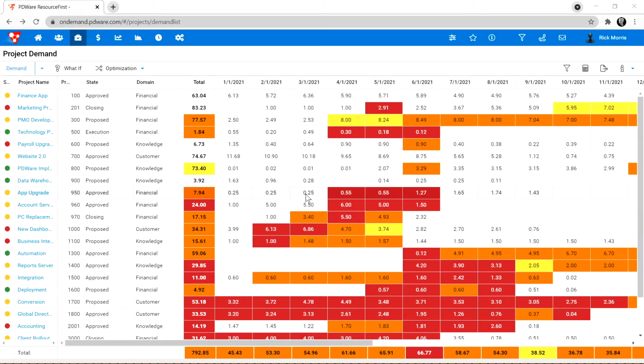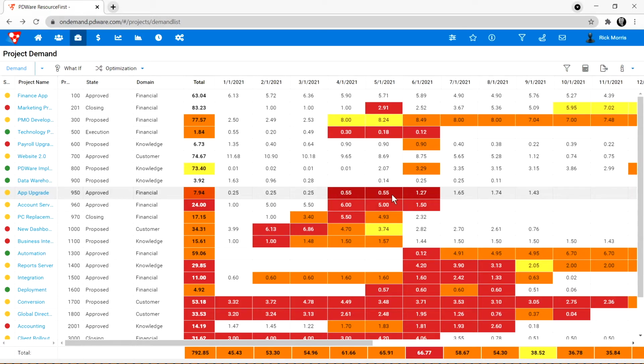And within the project demand, what we want to look at are these reds. The reds, we have issues. Now there's many tools on the market that will show you red, yellow, green, but we have some key differentiators we'd like to highlight. So for instance, in this app upgrade project, we've got some red. I want to investigate what's happening.